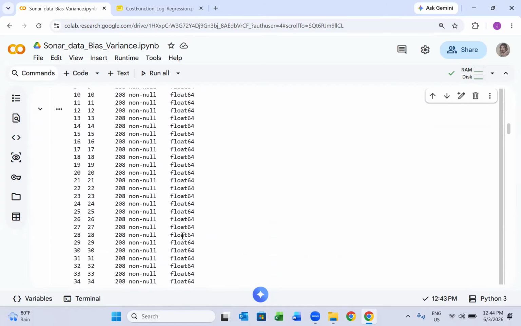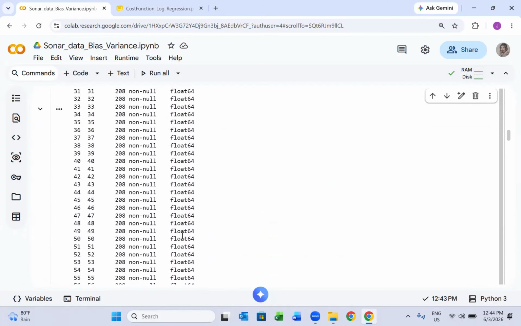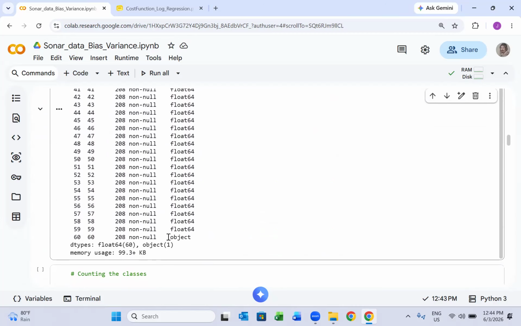Numbers between 0 and 1, right? And the last column, which is the target, has data type object. So it's categorical because it takes values M and R, okay? So it's a categorical column. So that's why this is a classification problem, okay?